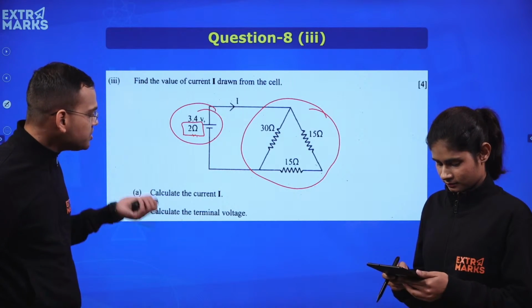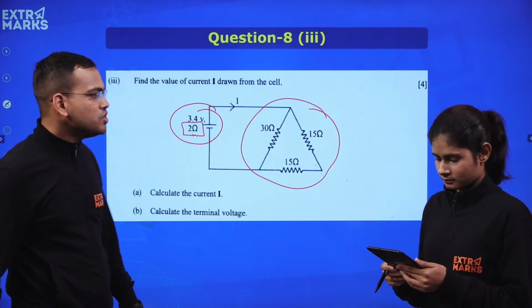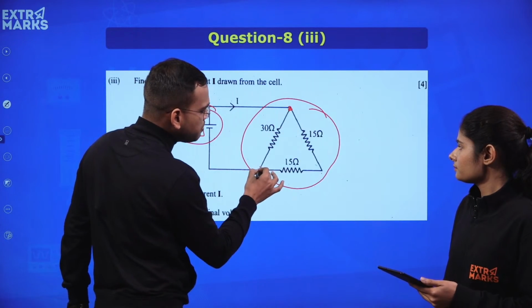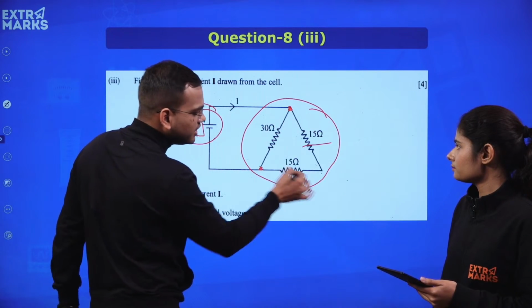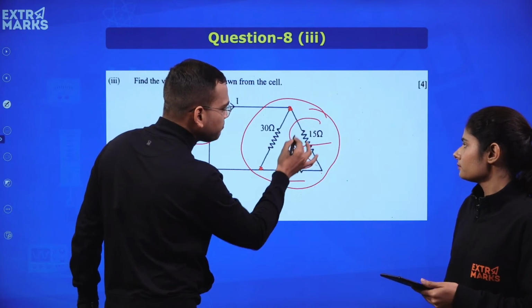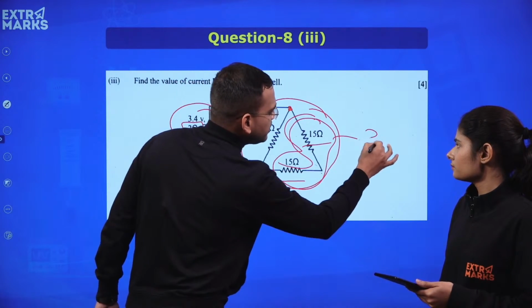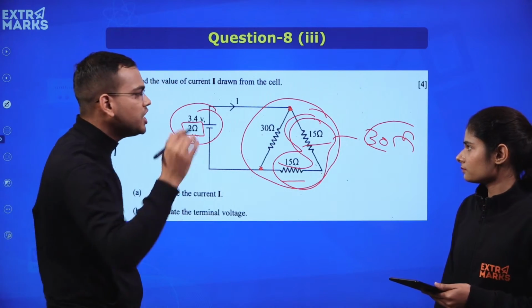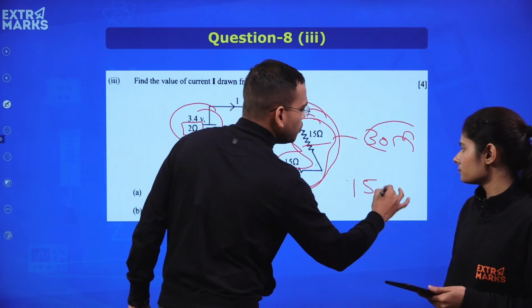Okay. So the question is asking, calculate the current I. So how to find the equivalent resistance between these 2 points? This 15 and 15 are in series, so their equivalent resistance is 30. Then this 30 and this 30 are in parallel. So their equivalent resistance is 15 ohm only.